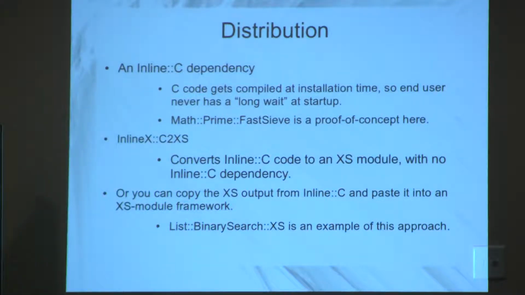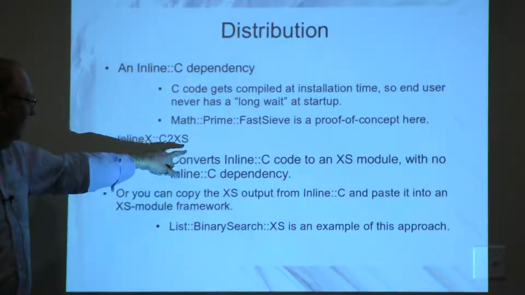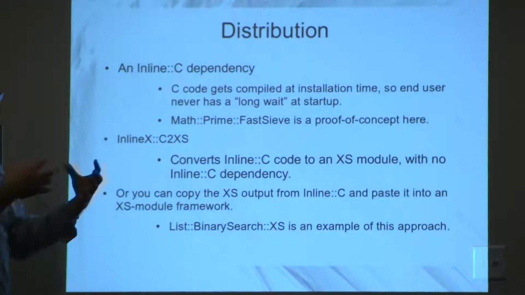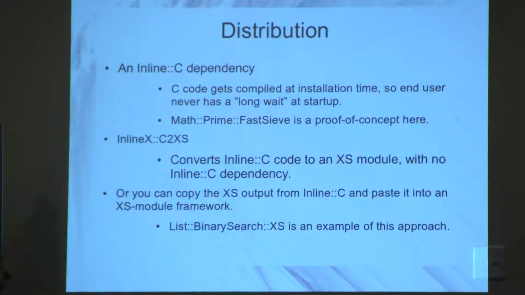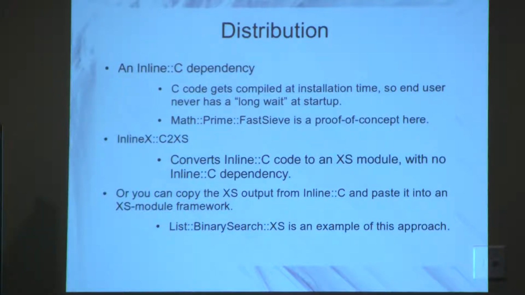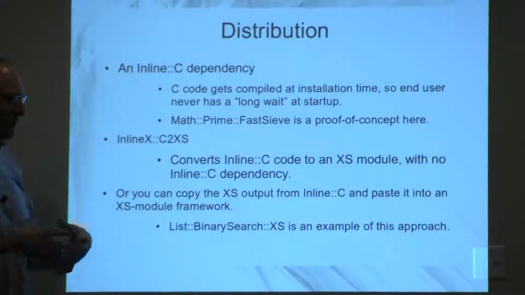Another way is a guy named Rob, I forgot his last name. He's the maintainer now for Inline C. He created Inline::C2XS and also Inline::CPP2XS. These are two modules that will take the guts that Inline C creates in XS and plop them into an XS module framework. And then you've removed your Inline C dependency. And in some cases, the simplest way is to simply copy the XS code that Inline C creates and plop it into the framework yourself.